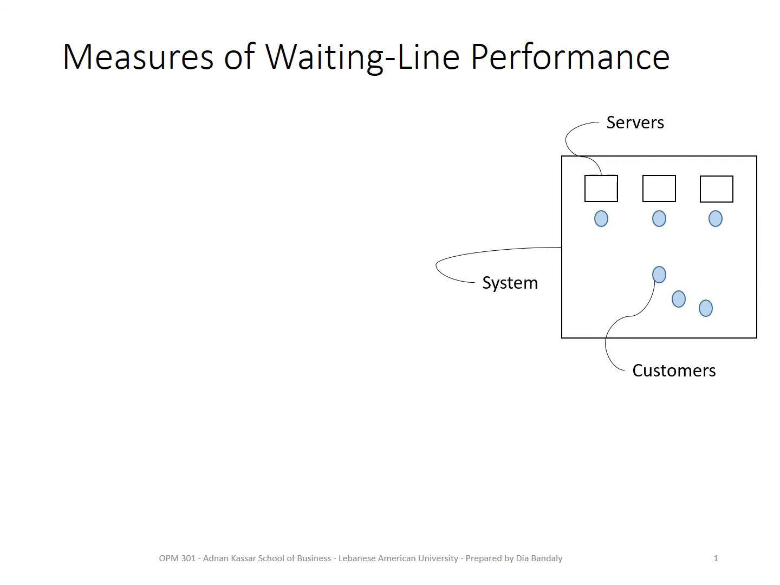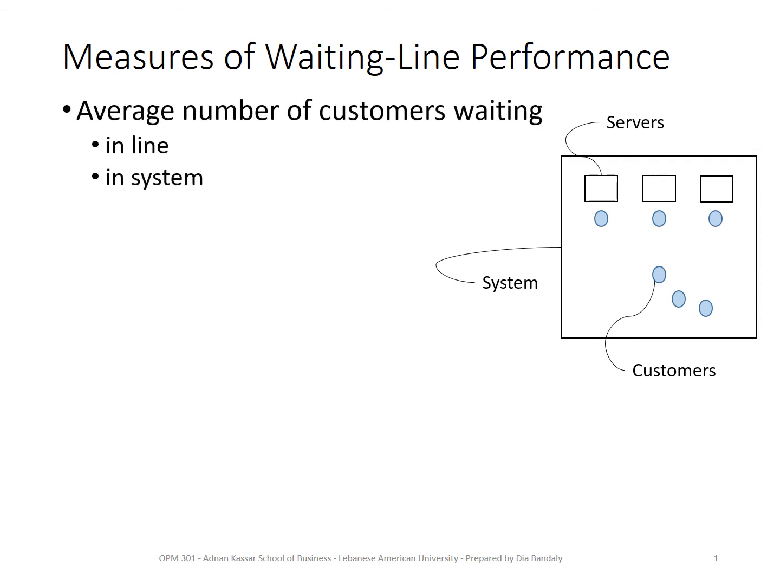So what are the performance measures? You may be interested to know what's the average number of customers waiting. But here we have also two measures: average number of customers waiting in line or in the system. What's the difference? Look, but before that, you have to pay attention to something.